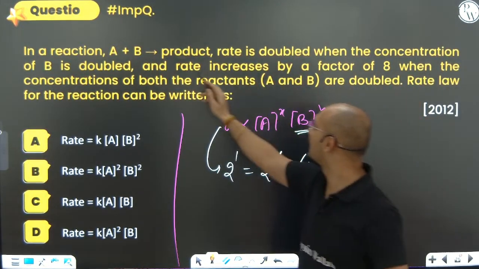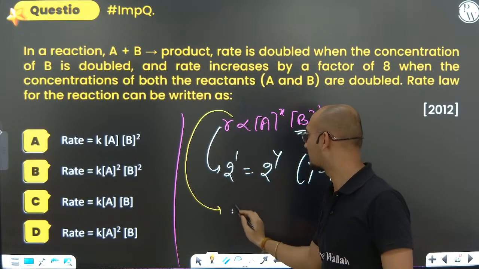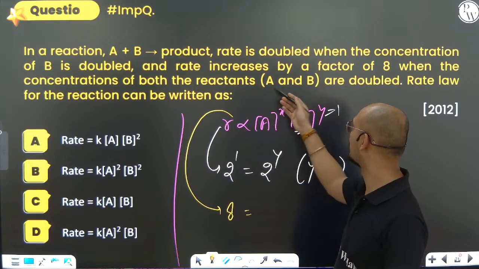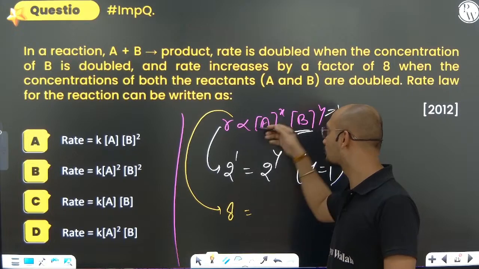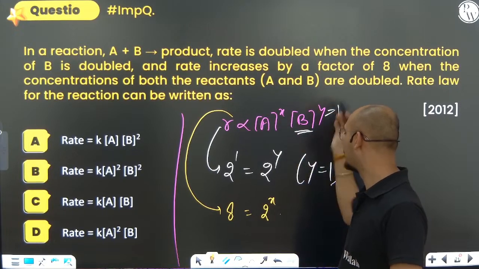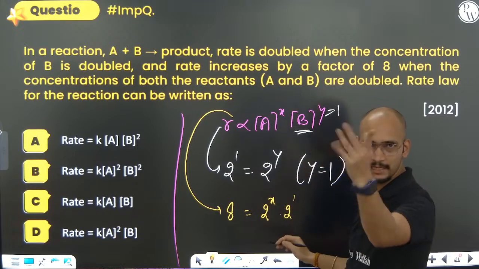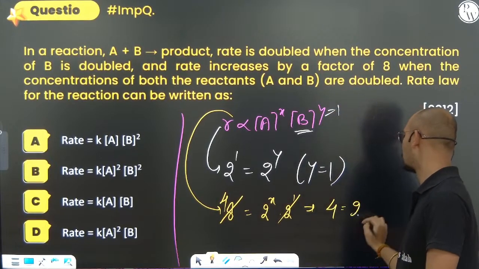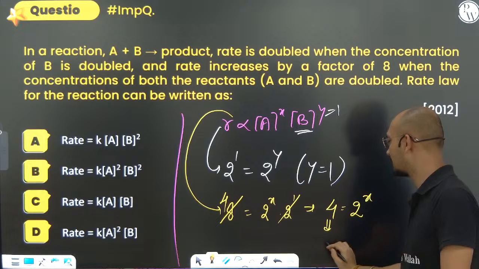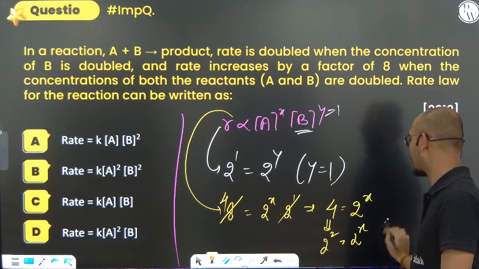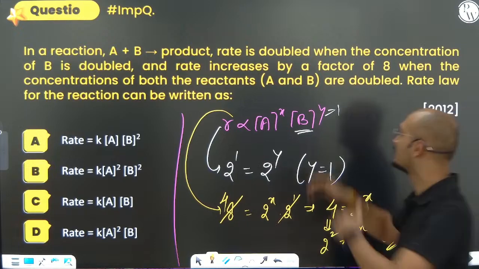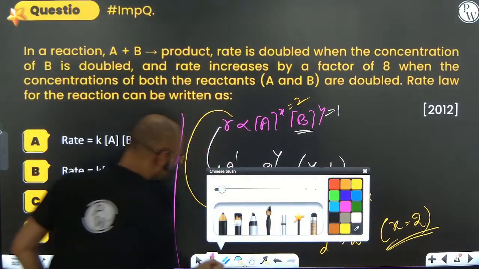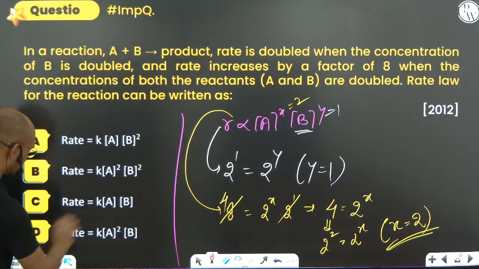Rate increased by 8 factor when the concentration of both the reactants A and B are doubled. When A is also being doubled means 2 to the power x, and B is also being doubled, 2 to the power y. की value तो पता है हमें कितनी है, 2. So what we can say? Cancel करो. It is 4. So 4 equals to 2 to the power x. It is nothing but 2 to the power 2. So it is only possible when x will be equal to 2. x equals to 2 means the rate with respect to A is 2. So overall order, which is the correct option? Option D is the correct option.